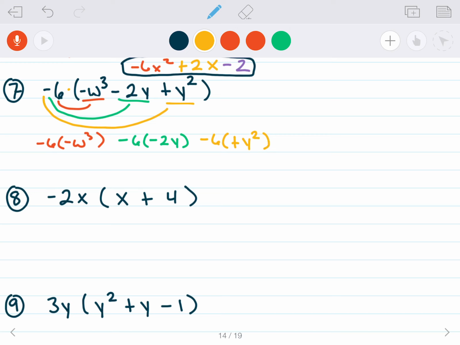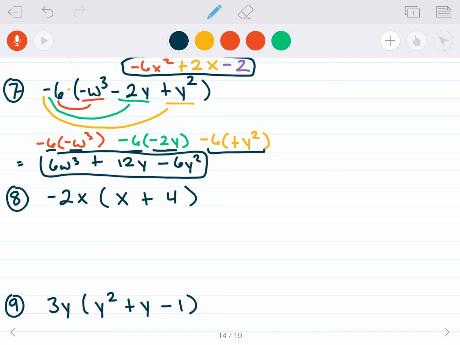Okay? So, negative 6 times a negative. Negative times a negative is a positive 6w to the third. Okay? Negative 6 times negative 2y. Double negatives multiplied make a positive 12y. And finally, negative 6 times a positive y squared. Negative times a positive is a negative 6y squared. So this is going to be our answer right here. Okay? All right, let's do the next one.